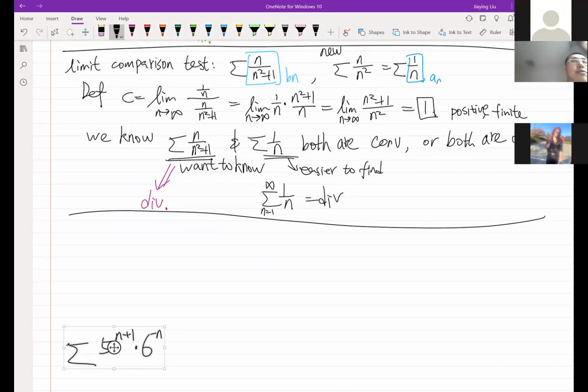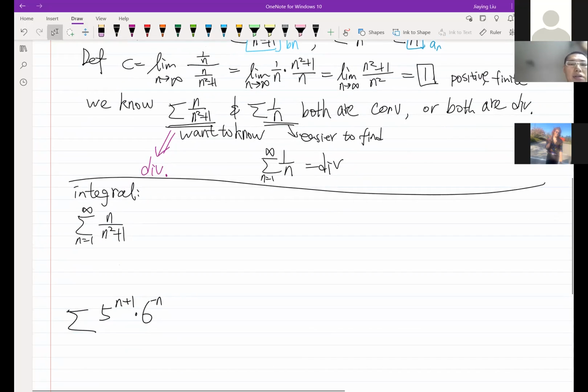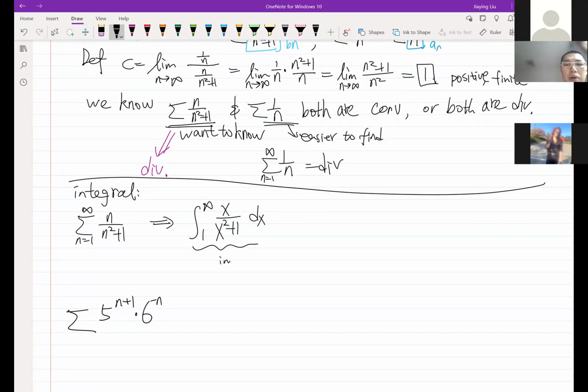You could also try to use the integral test, which is you take this series, right? And then you find the integral from 1 to infinity of x over x squared plus 1 dx. This is an improper integral.